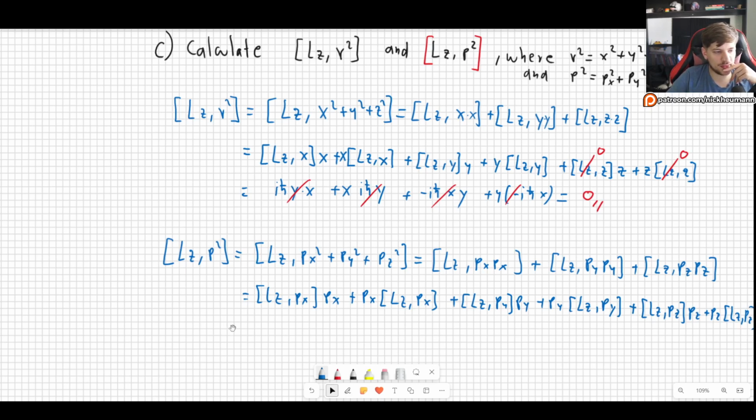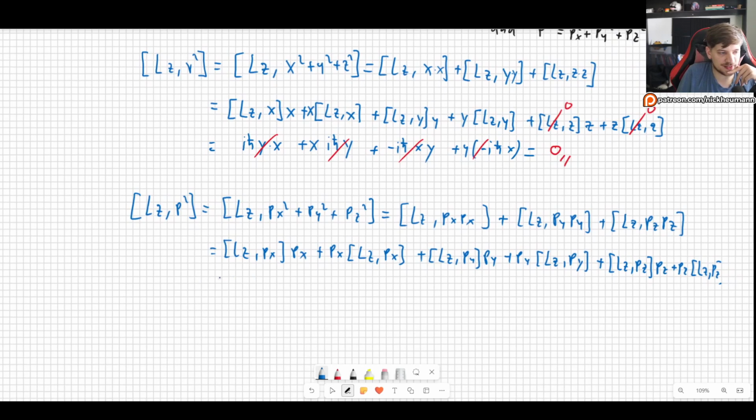Okay, so with this we can now find what this actually is. So Lz pz, which is right here, we know is 0. So this thing is 0, this thing is 0. Okay, then we have Lz py, or maybe let's go here in order. So Lz px we found is iℏ py, and there is still a px here, so px.